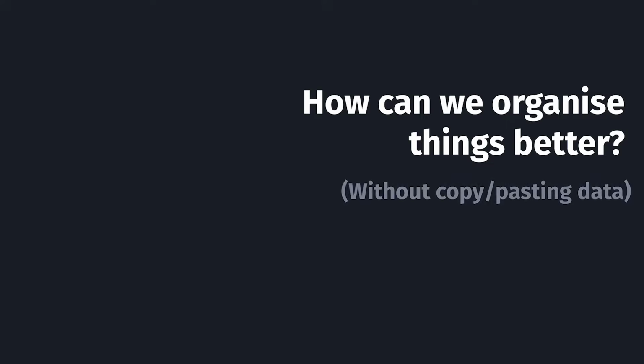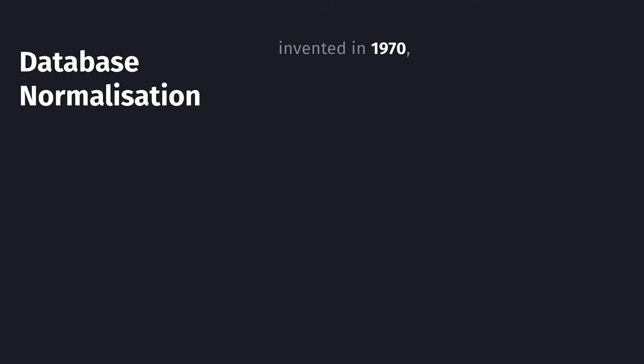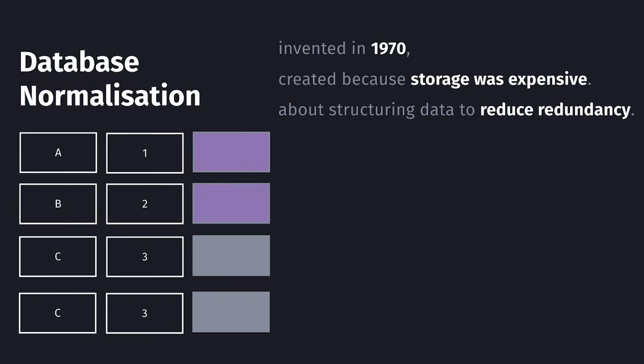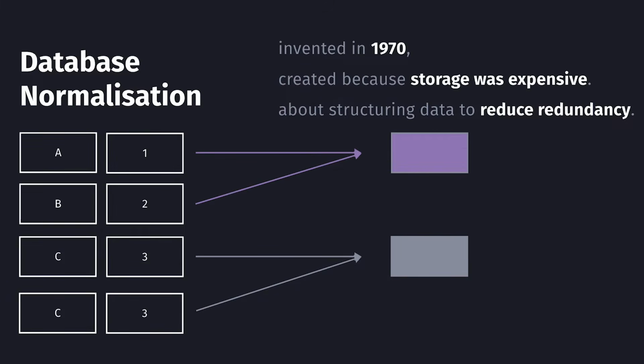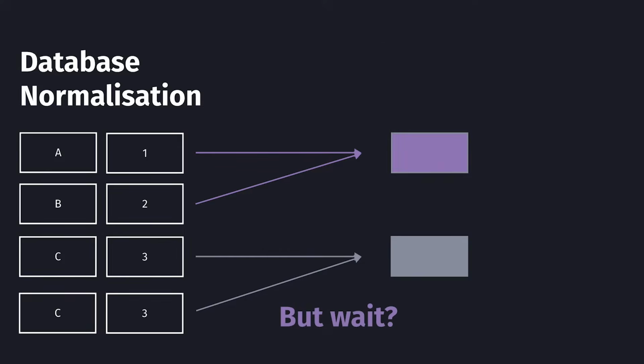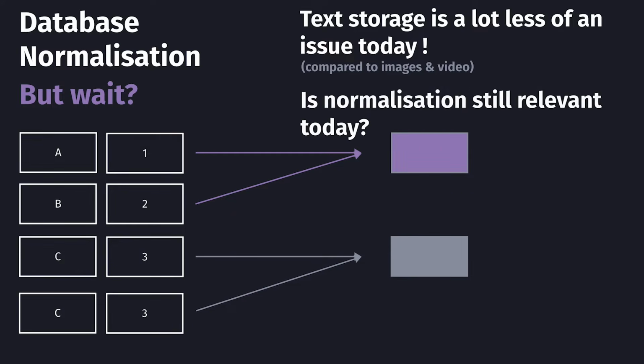Well, that brings us back to database normalization. Database normalization was invented in 1970, and at the time, it was created because storage was expensive. But at the highest level, database normalization is about structuring data in a database to reduce redundancy. Like I said, the goal was to minimize the disk space that was used. But wait a second. Today, half a century later, we're storing much bigger data than that text, like video and images. So we don't need to minimize space quite as much. So is database normalization still relevant today?